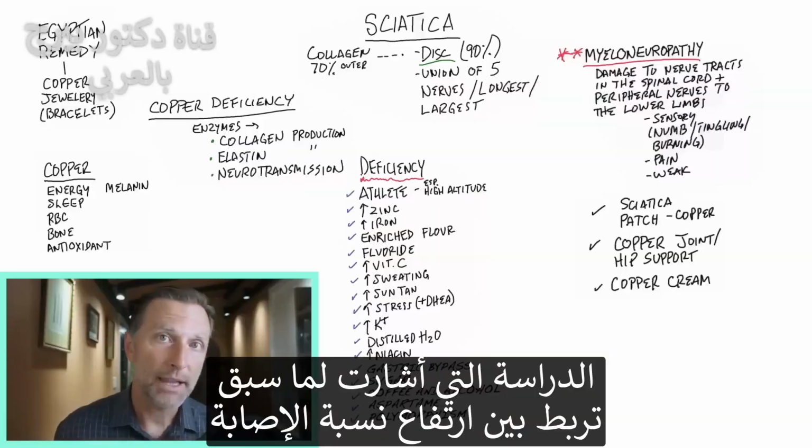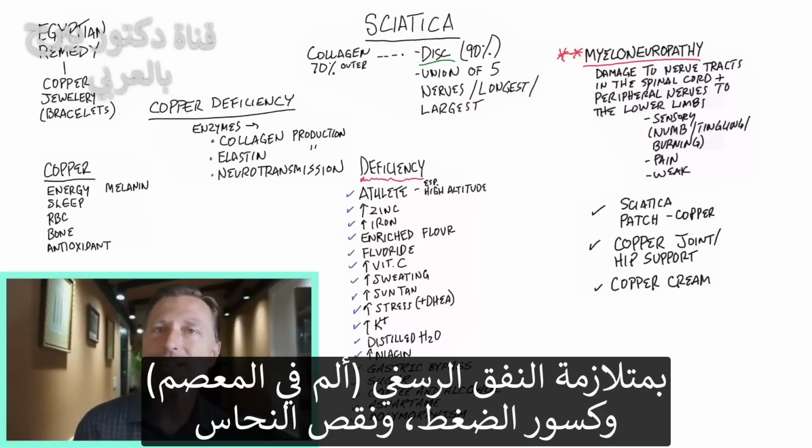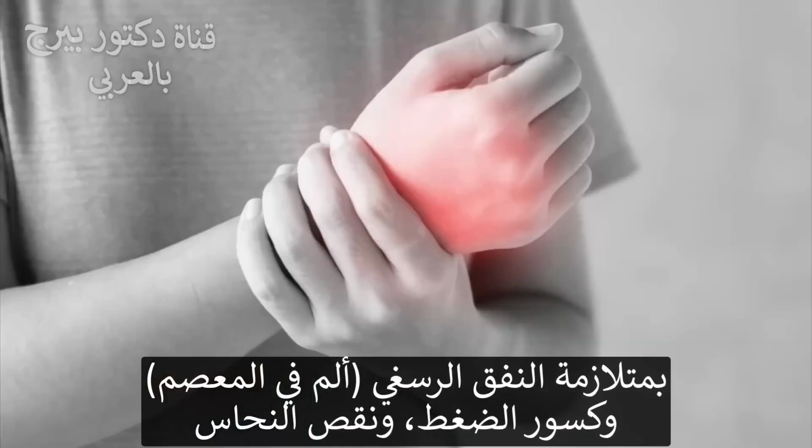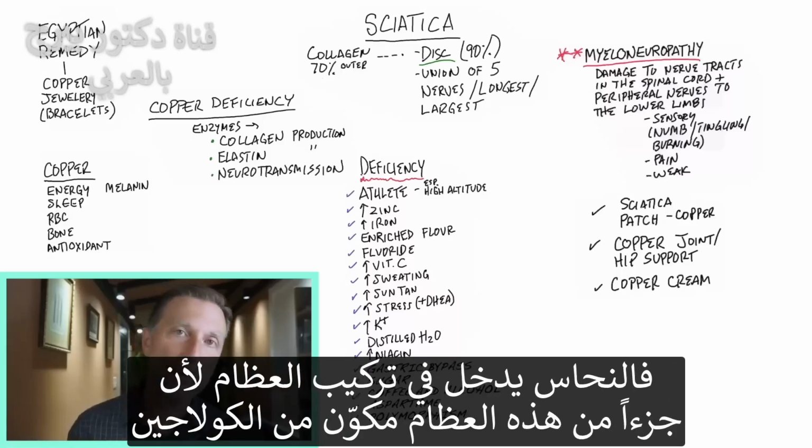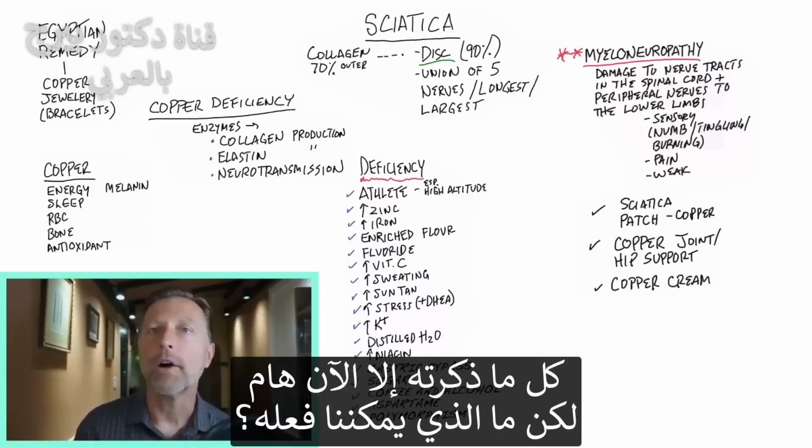And the study that talks about that associates a higher level of getting carpal tunnel syndrome, which is pain in the wrist, as well as compression fractures, because copper is involved in the bone, because a certain part of your bone is made out of collagen. All right, so all this is very interesting, but what can you do about it?